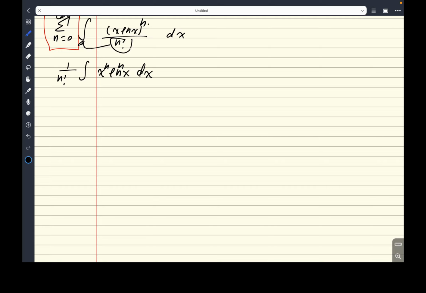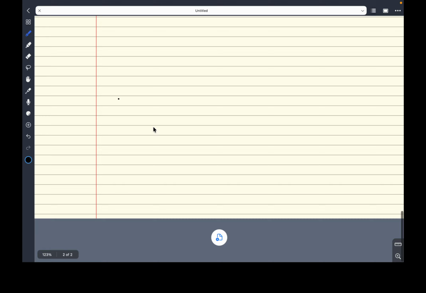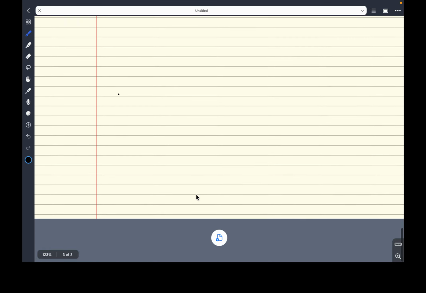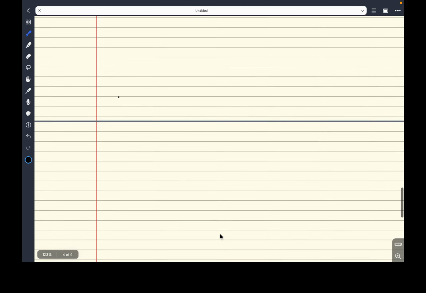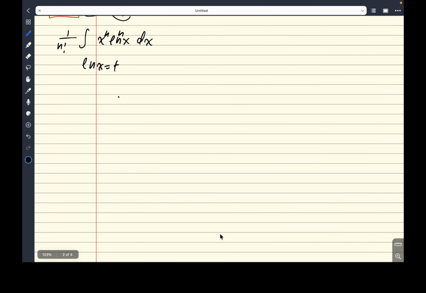So what I can do here is I can say ln x equals t. Let me create more space down here for future work if we need it. So we can say ln x is t and e to the t equals x. If I differentiate both sides of this equation, I'm going to get dx equals e to the t dt.